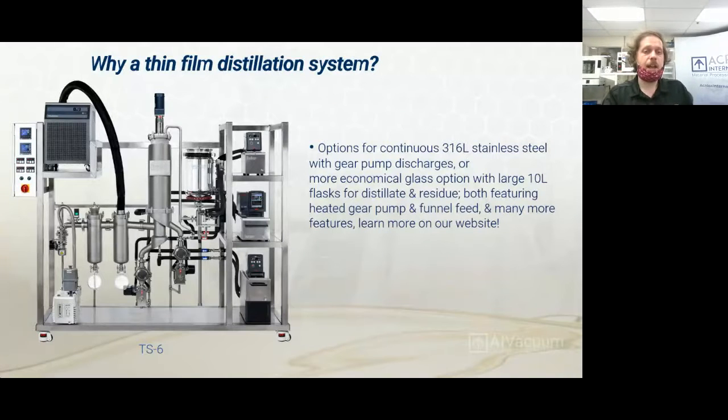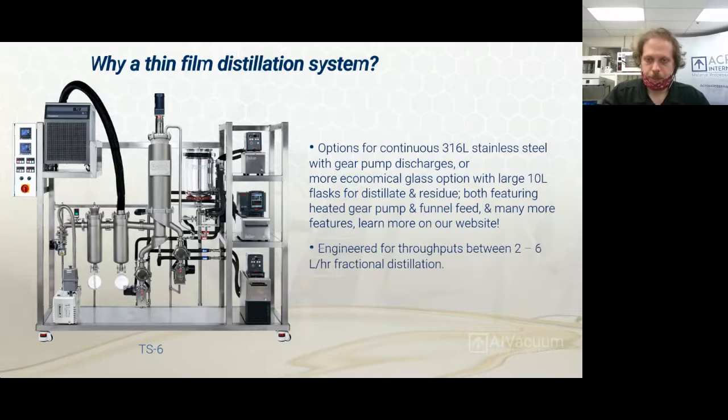And that funnel is a jacketed, heated vessel as well, so you can preheat all your crude before doing your fractional distillation, which results in between 3 and 8 liters per hour main body distillation rate with this 6-inch thin film. That's stainless steel, the TS6, and then between 2 and 5 liters with our glass, depending on your feeding material, is why there's such a big range there.